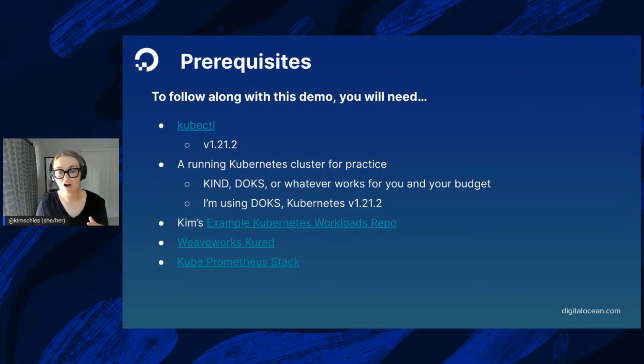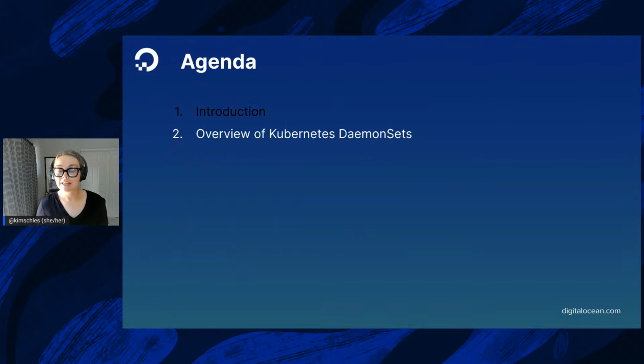And then there are three places where I'm going to be deploying from. One is an example Kubernetes workloads repo that's linked here, so you can go there. We'll also be looking at a project by Weaveworks called Kured, as well as a project called Prometheus Stack, but we'll be digging into those a little more deeply in just a minute.